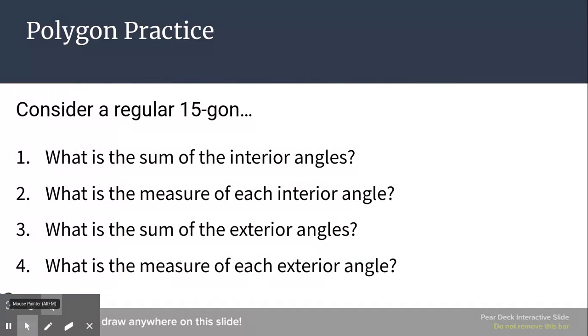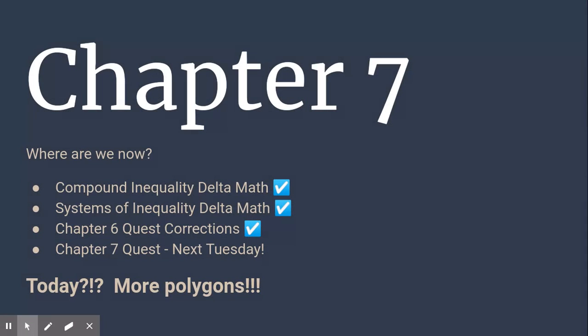All right. So chapter 7, where are we now? Well, we've done our compound inequality Delta Math. We've done our systems of inequalities Delta Math. We've done our chapter 6 quest corrections. Hopefully you submitted those in Canvas. If you haven't, please get those done today. The end of the class period today will be a great time to get those done.